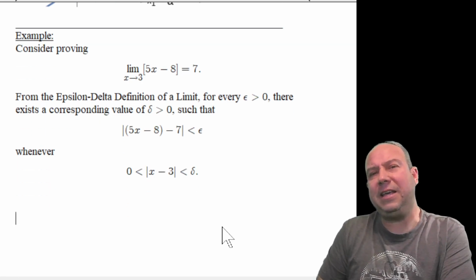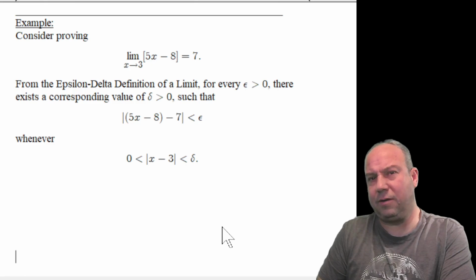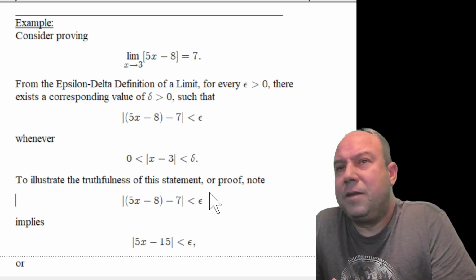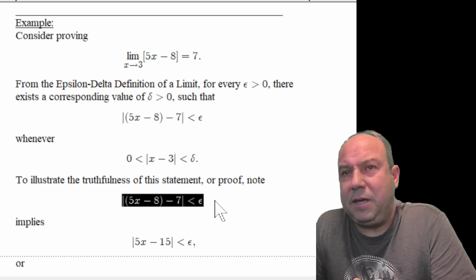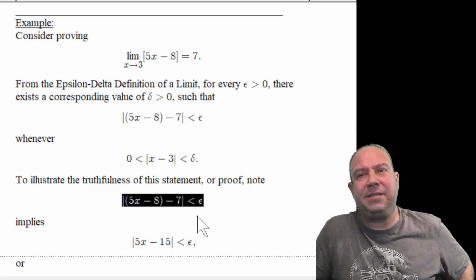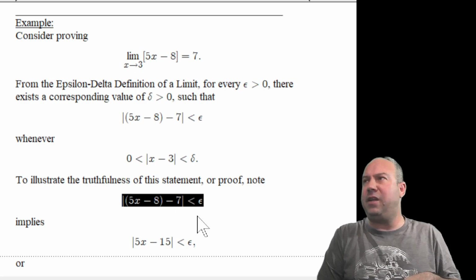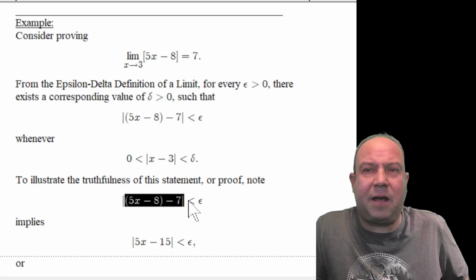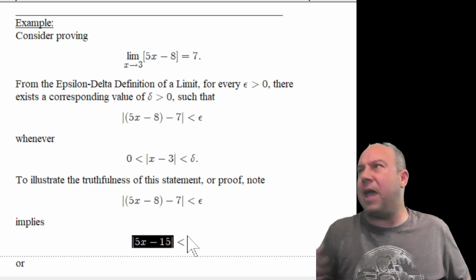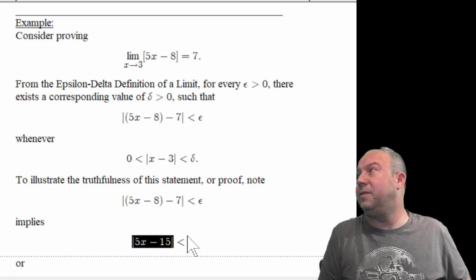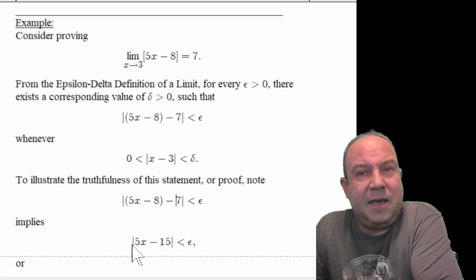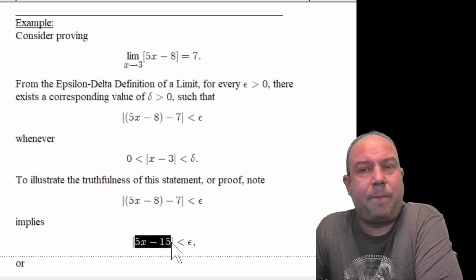All right. Now to get there, I do some preliminary work. To illustrate the proof, where I begin is with that implied statement. I start with the end of where I want to finish. And I note that if I do a little simplification to the absolute value argument, I end up with the absolute value of 5x minus 15, right? Drop the parentheses, negative 8 minus 7 is negative 15. That argument simplifies to 5x minus 15.